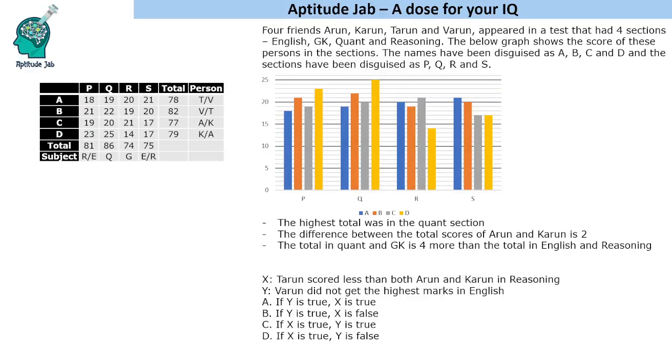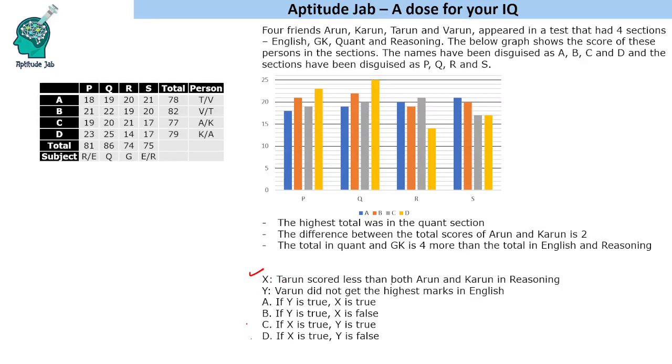Okay. Next question. Tarun scored. Now we are given two conditions, X and Y. So we have to tell which one is true, which one is false. I mean, what is the correct combination? Okay, so X says Tarun scored less than both Arun and Karun in reasoning. So see, if you see the options, it says if X is true, and we have to find the relation with Y, and similarly if Y is true. So first of all, let us consider X as true. We will consider X as true and see what Y is.